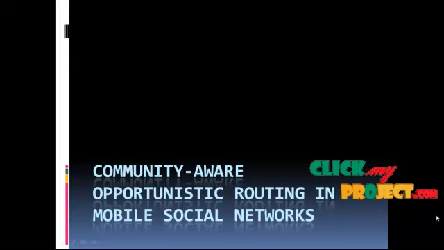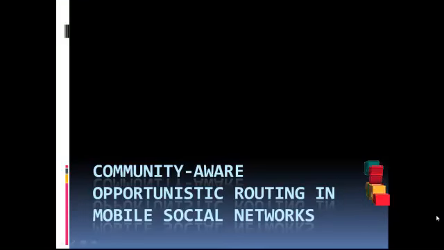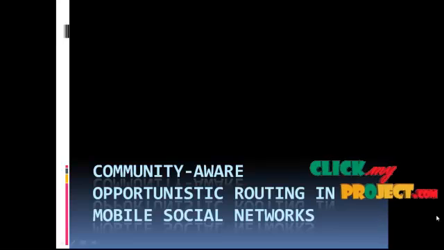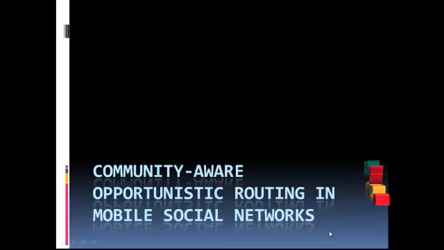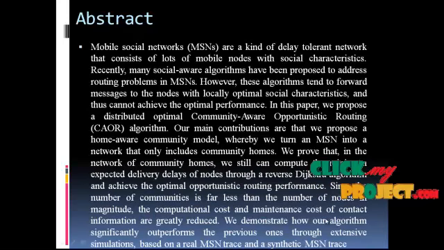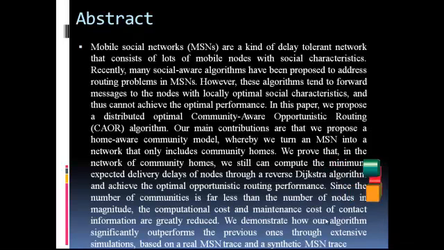In this video, we look at communication-aware opportunistic routing in mobile social networks. Mobile social networks are a kind of delay-tolerant network that consists of lots of mobile nodes with social characteristics. Recently, many social-aware algorithms have been proposed to address routing problems in MSNs. However, the algorithms tend to forward messages to the nodes with locally optimal social characteristics and thus cannot achieve optimal performance. So, in this paper, we propose a distributed optimal community-aware opportunistic routing algorithm.